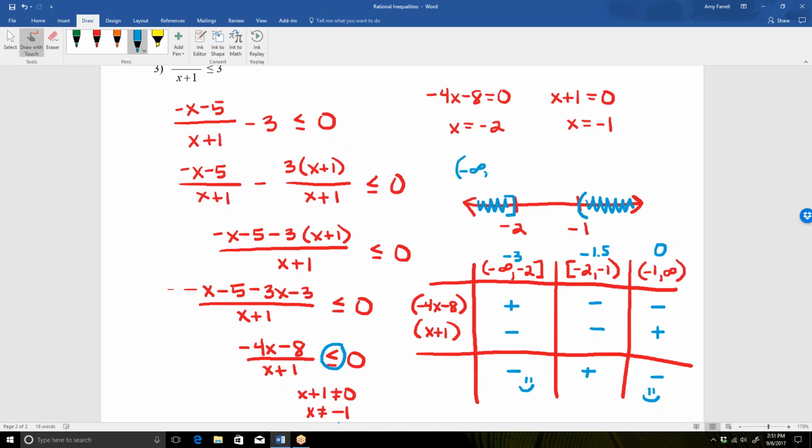All right, so our final solution in interval notation, our solution set, would look like this. So be careful on these rational inequalities. Even if your symbol is a less than or equal to or greater than or equal to, we're going to use a parenthesis next to any number that comes from the denominator because division by 0 is undefined.